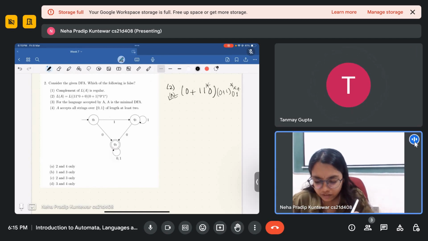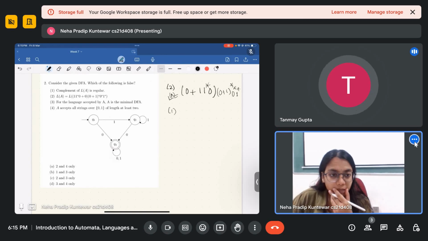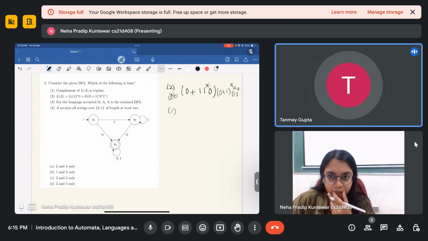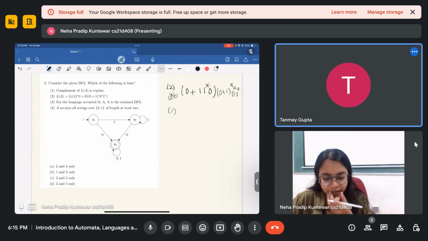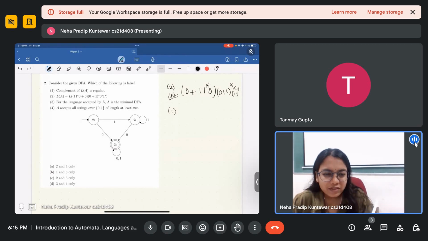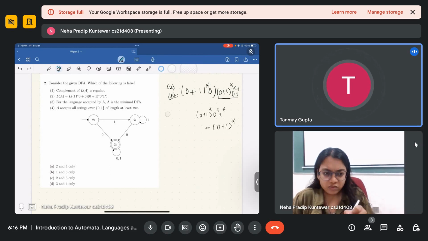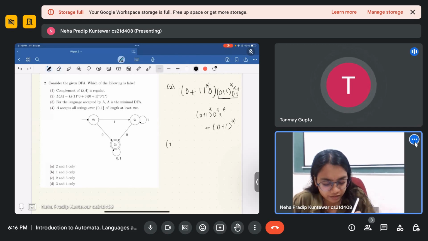Now let's look at option 2. Is it incorrect or correct? Correct. Even if you have the 0 star, 1 star, it's sort of redundant, because 0 plus 1 star, 0 star, 1 star is the same as 0 plus 1 star. So it's the same basically. Okay, so it will be 3 and 4.